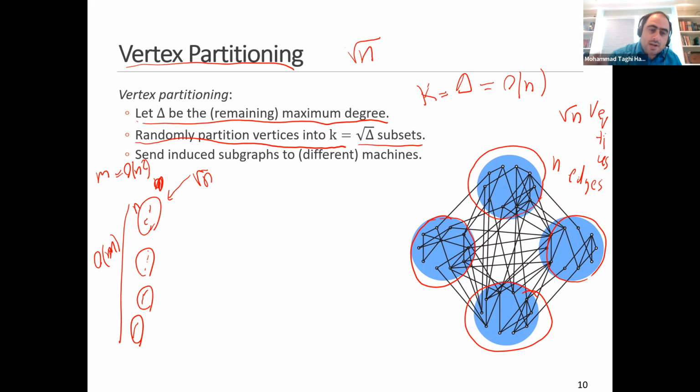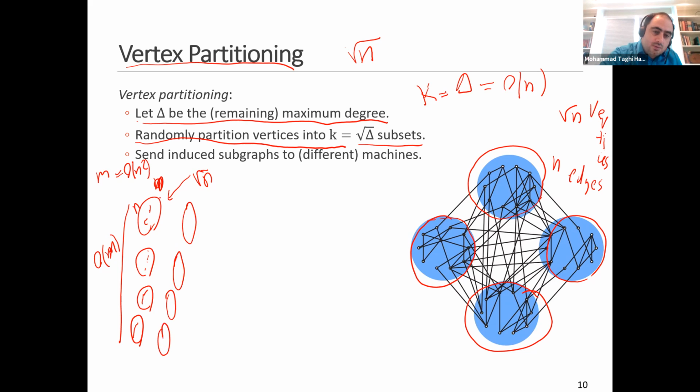So the number of these computers would be square root of n, because there are square root of n machines. And yeah, this is the data that we have. So what do we do? This is essentially the things that we are doing.